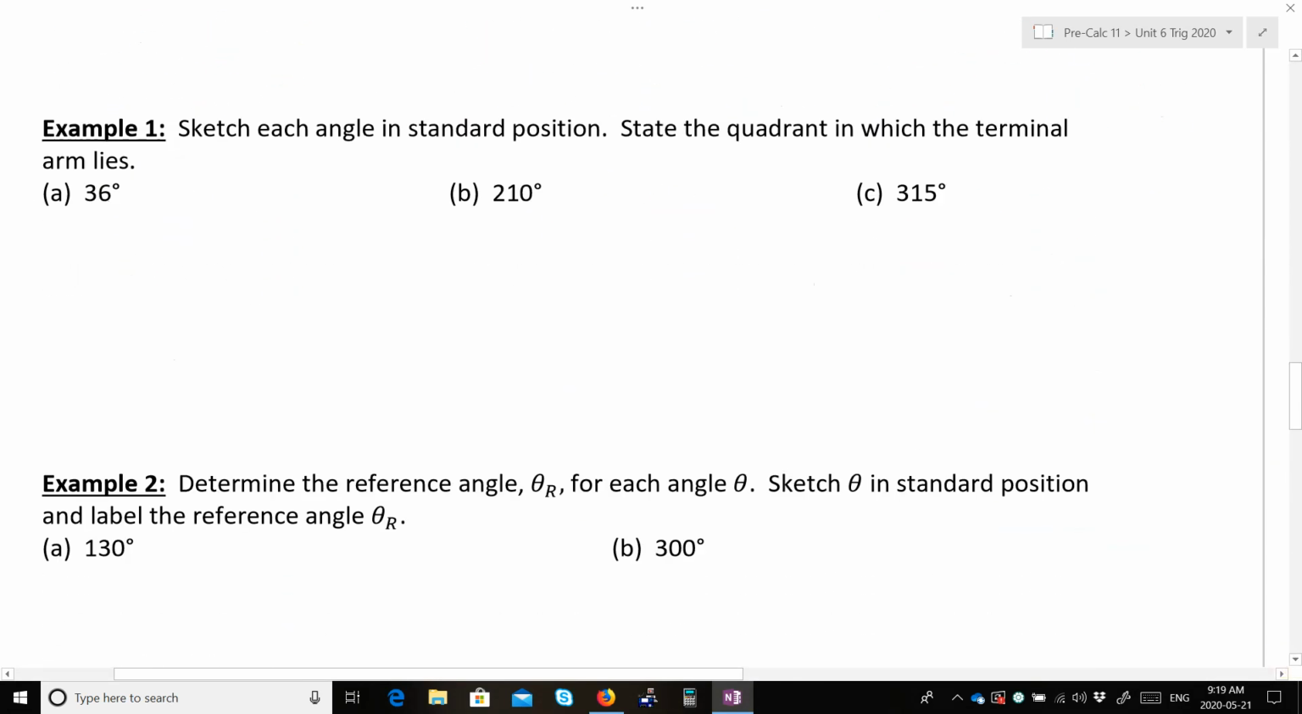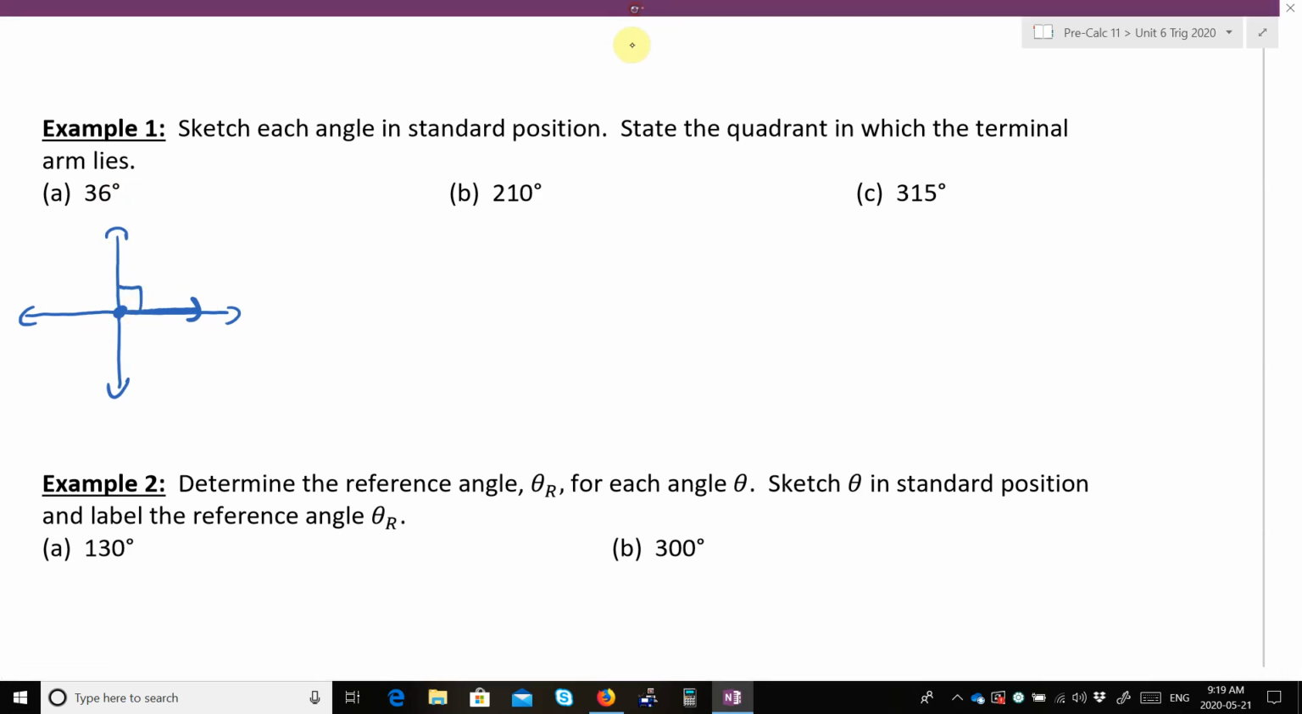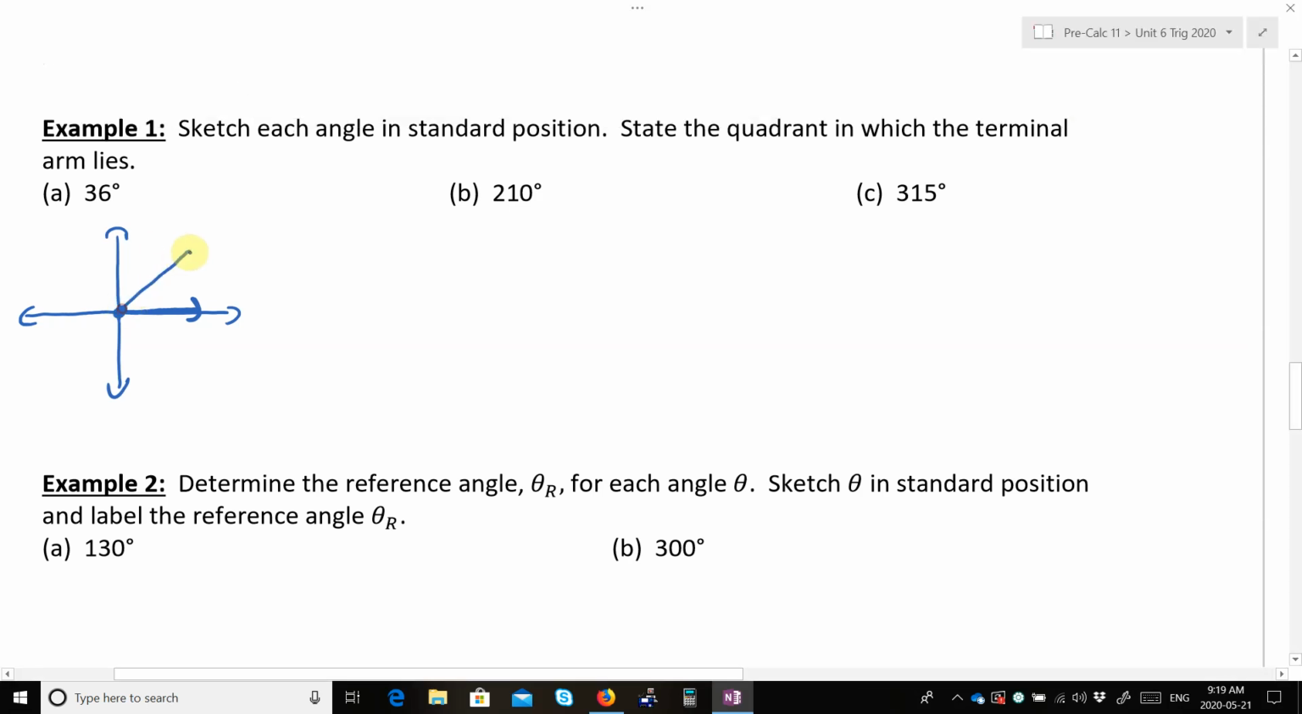All right, let's check out example 1. It says, sketch each angle in standard position. State the quadrant in which the terminal arm lies. Okay, so we always start on the positive x-axis, and positive angles go in a counterclockwise direction. And you know how, like, all the way up to the positive y-axis, that would be 90 degrees. So 36 degrees would be somewhere in here.